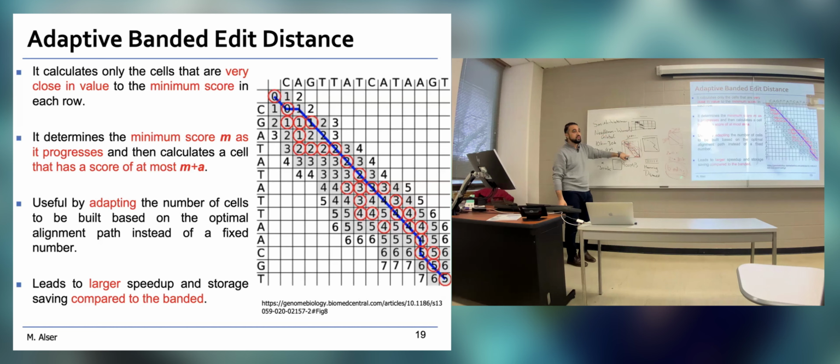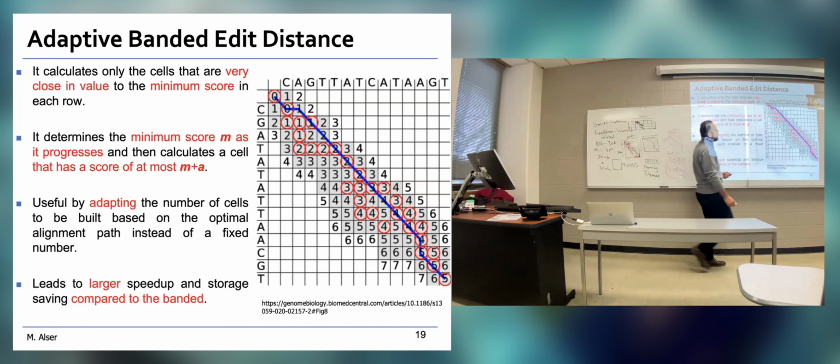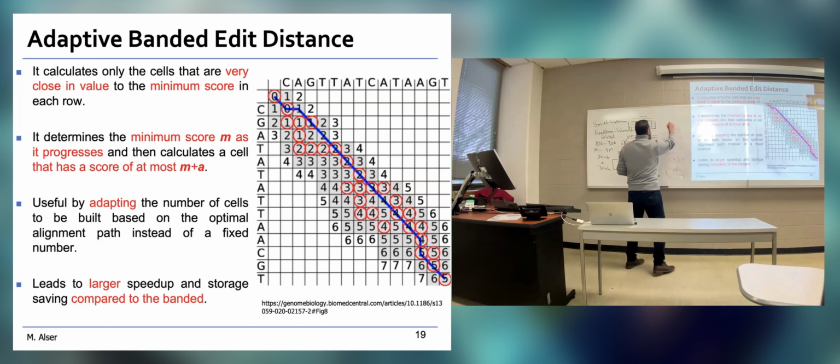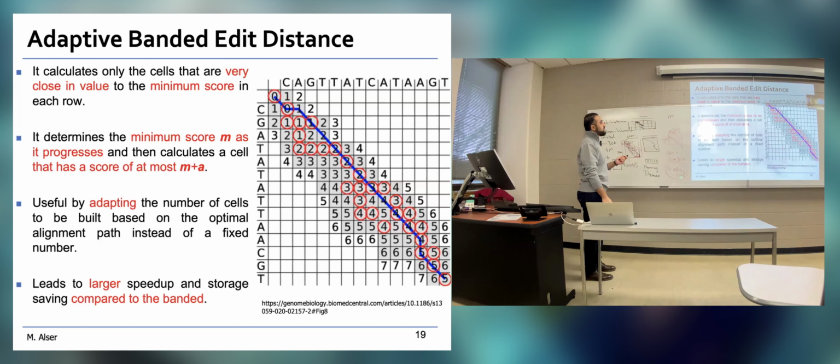It determines the minimum score, M. So M is the thing in the middle. Whenever we have a minimum score, we call it M. And this is very important. Remember M. As it progresses, it then calculates a cell that has a score of at most M plus A. So now we have another thing called A. What is A? A is similar to the B value.